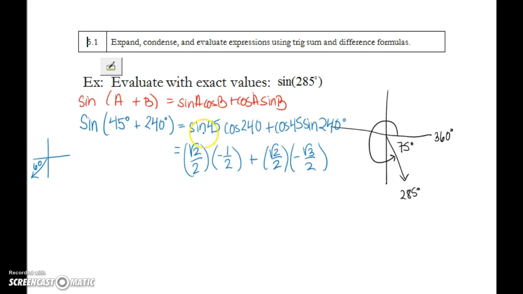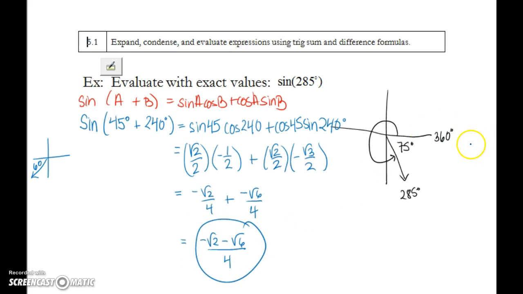So we evaluate each of these individual trig functions. And now let's do some arithmetic. We can multiply to get negative root 2 over 4. And our other product is negative root 6 over 4. And since we have a common denominator of 4, our answer is negative root 2 minus root 6, all over 4. That's the exact value of sine of 285.